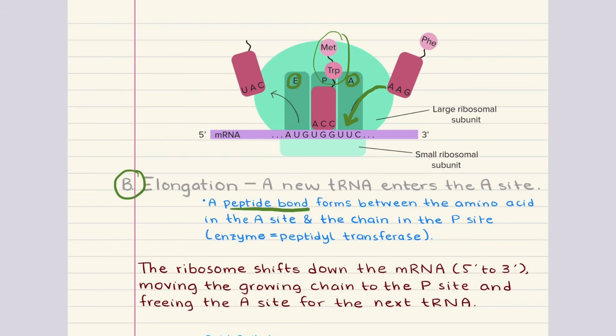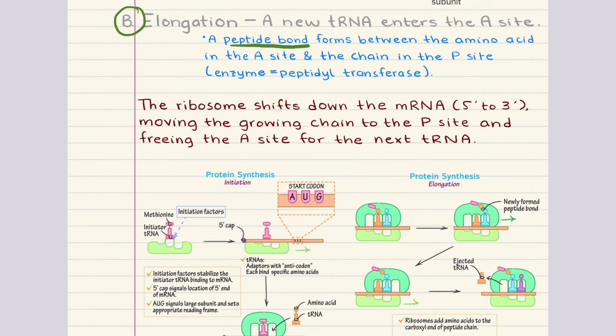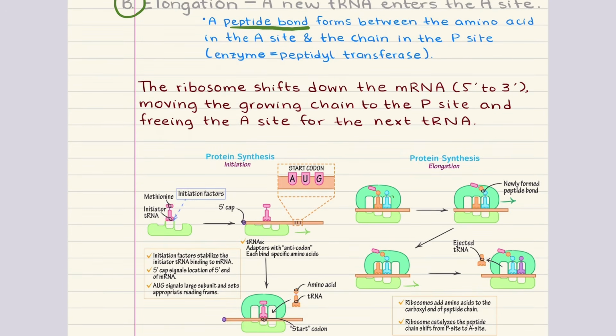So here's what happens during elongation. A new tRNA enters the A site, and it's carrying the next amino acid that corresponds to the codon in that position. Then, a peptide bond forms between the amino acid in the A site and the growing peptide chain in the P site. This reaction is catalyzed by the enzymatic function of the ribosome called peptidyltransferase. This is actually part of the ribosomal RNA.